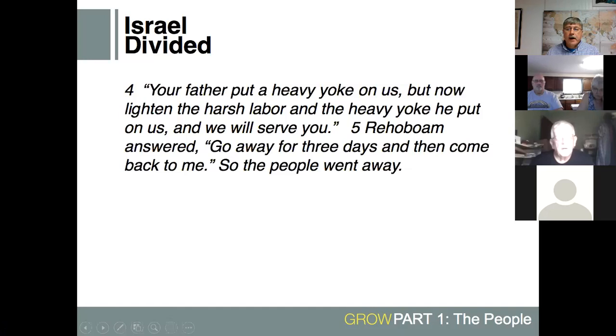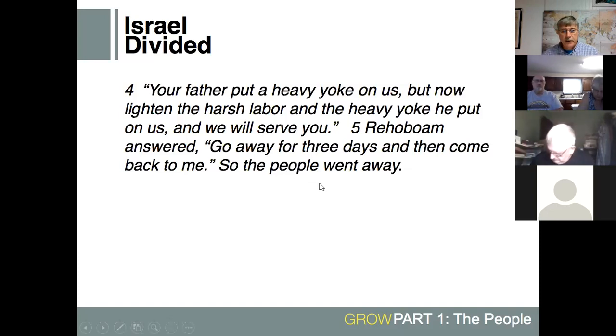So here's all the tribes coming to Rehoboam at the very start of him being the king, right after Solomon. Is he going to be the fourth big king of glory that follows in the wake of Saul, David, and Solomon?